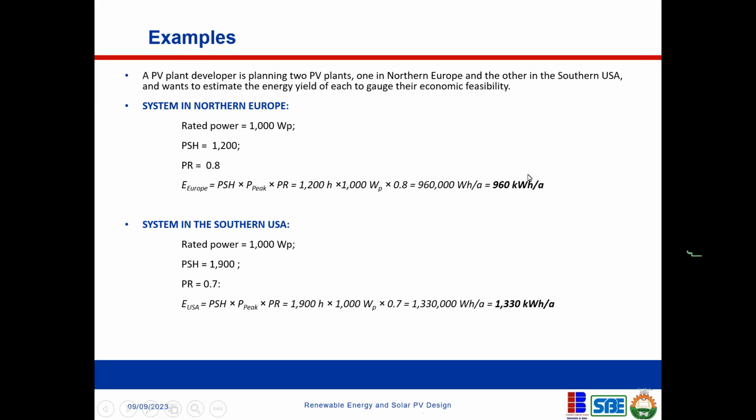So in a year, that system, if you make that investment in Northern America, you will have 960 kilowatt hour per annum. That same investment, if you make it in Southern America, because they have a higher peak sun hour, 1,900. And even though their performance ratio is low, they have a higher peak sun hour. So if you do the energy yield in that case, you will have 1,330 kilowatt hour per year.